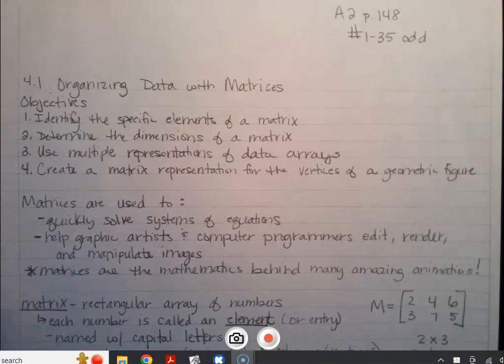All right, for Algebra 2, we're starting with Chapter 4, and so we're getting into matrices. So today we're organizing data with matrices.